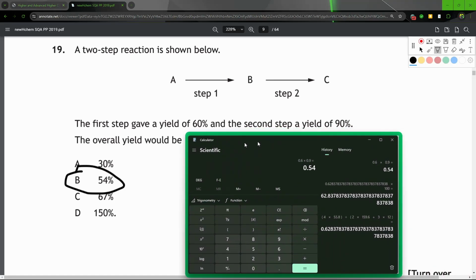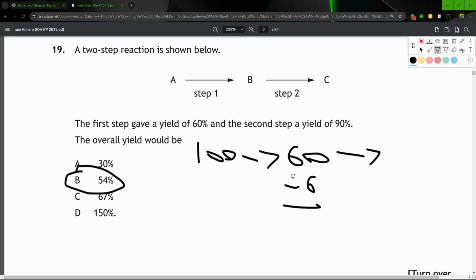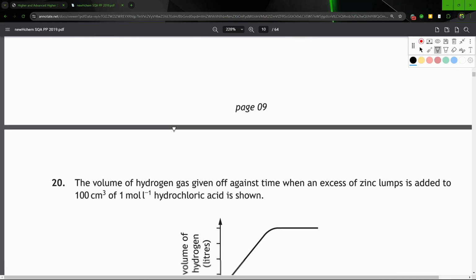If you think about it, if I put 100 things in to begin with, it has a yield of 60%, so we get 60 out. And then the next process only has a yield of 90%, so it'll be 90% times this 60, which would be, imagine taking away a tenth of 60. A tenth of 60 is 6, which if we take away 6, we get 54. So we have 54 remaining, so the total yield is 54%.